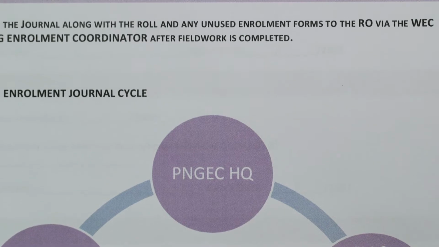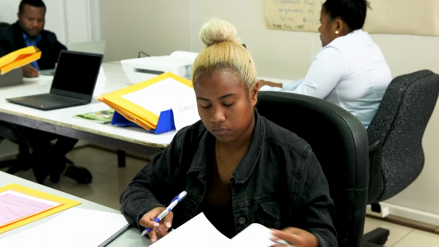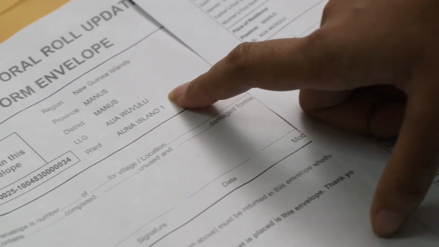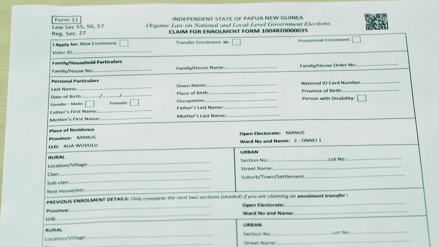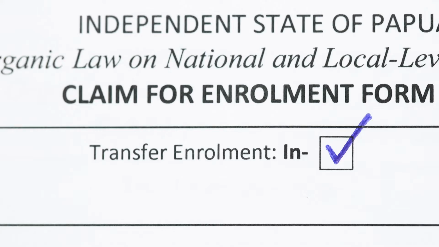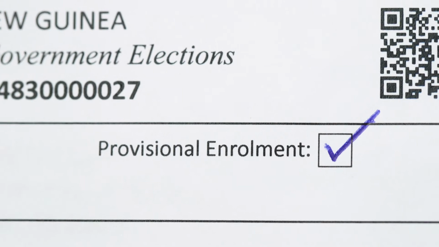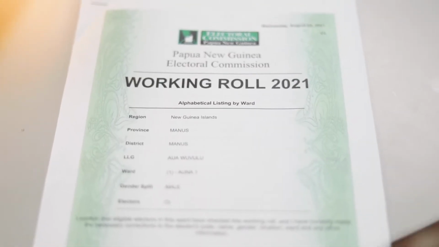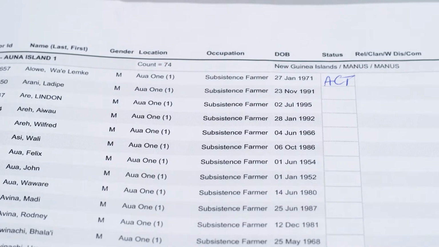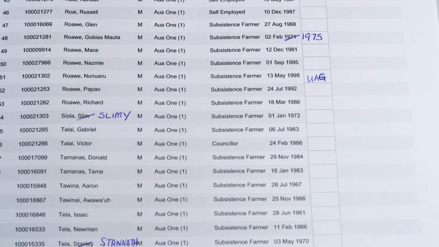The enrolment journal is a tracking and reporting book. The purpose of the journal is for quality checks on data and materials sent or received at different levels. The forms envelope will contain the claim of enrolment forms, Form 11, which is the official form for enrolling new, transfer in, and provisional electors. And the working roll envelope will contain the working roll, in which voter details are amended if needed, and their status is updated, such as active, deceased, ghost, transferred out, underaged, duplicate. We will discuss these items in more detail in separate videos.